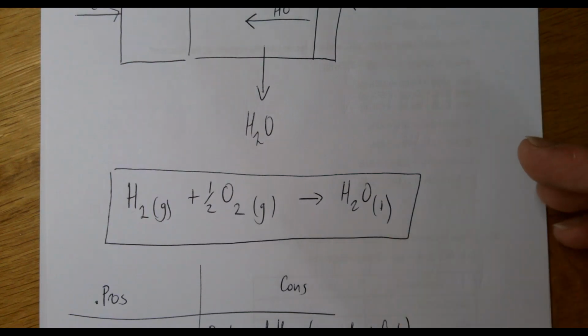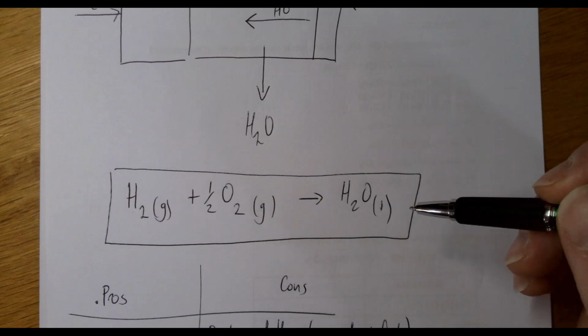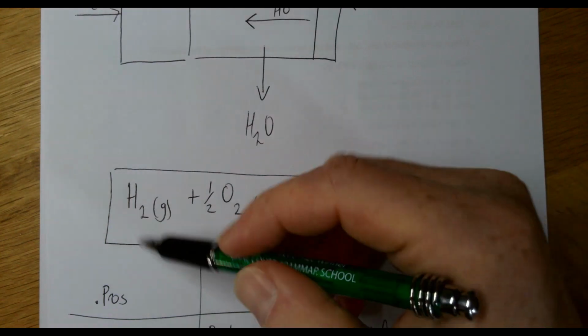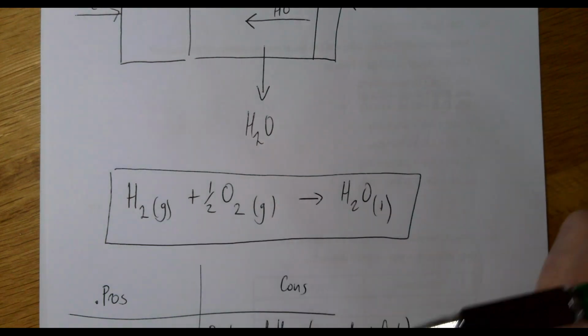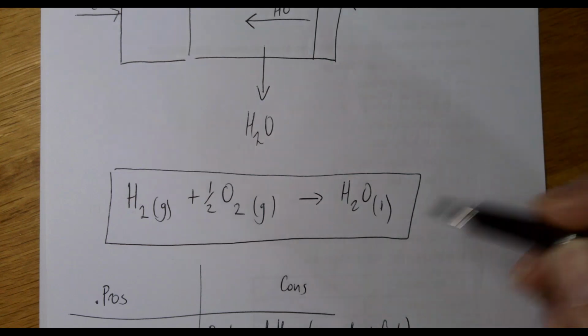In a fuel cell, instead of a big bang and lots of heat and light and sound and all that kind of energy that's released, we can convert this to electrical energy. So hydrogen is combined in a fuel cell with oxygen, and electrical energy is generated. So it's an overall very simple reaction.